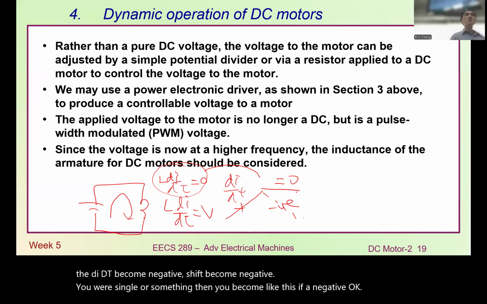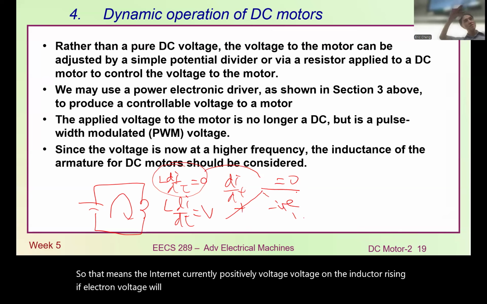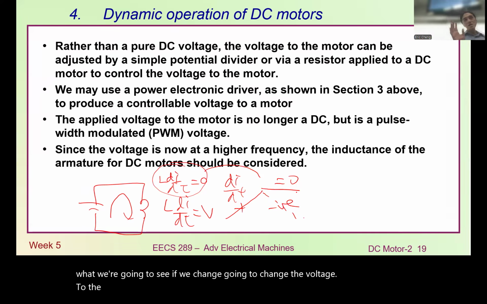So that means the inductor current, if positive voltage on the inductor, is rising; if a negative voltage, it will be dropping. If low voltage, it will be horizontally flat. So that's what we're going to see if we change the voltage to the inductor. But now it's not only an inductor. For a motor, we've got RA, resistance, inductor, and the back EMF. Let's see what happens.